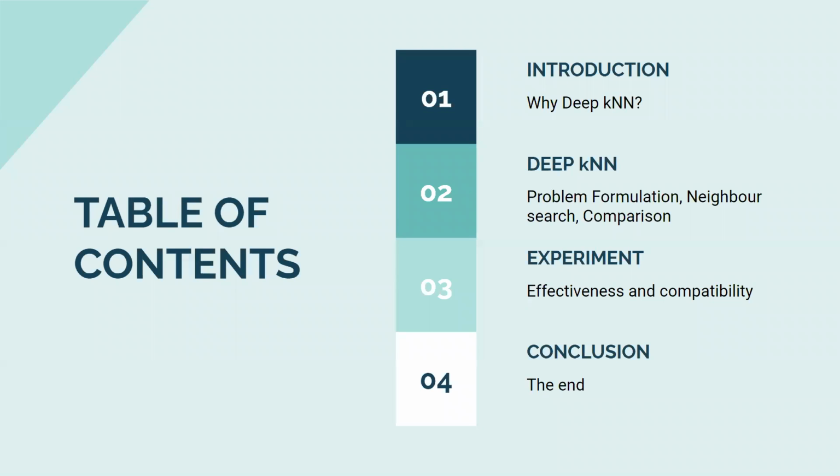So the table of contents: first, the introduction, where we'll discuss why deep kNN, why we will be using it, and the many existing methods for small classes. Secondly, we'll discuss deep kNN, its formation and neighborhood setting in kNN, and a comparison with the original triplet function. Third, we'll discuss the experiments, their results and the compatibility of this algorithm. And finally, the end.